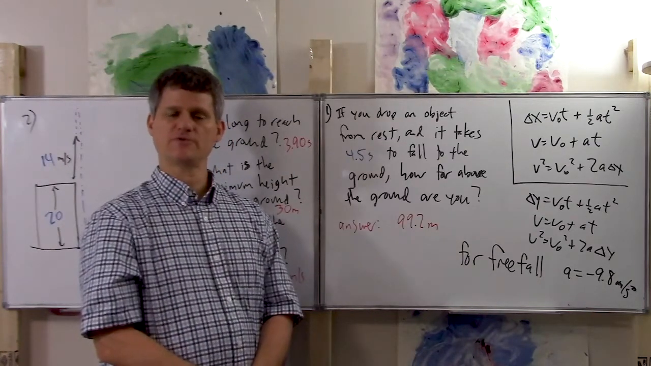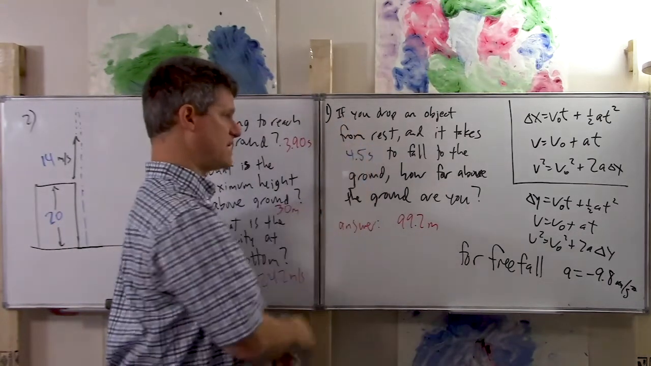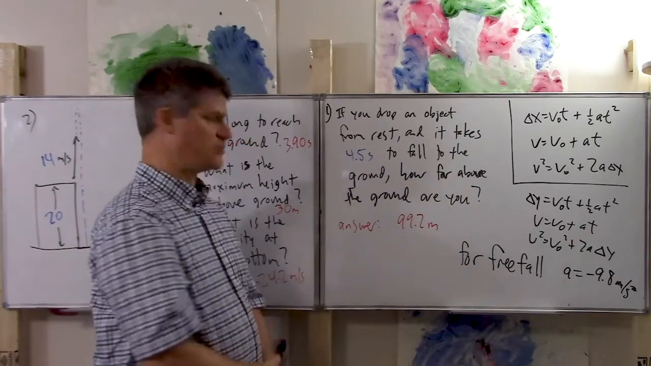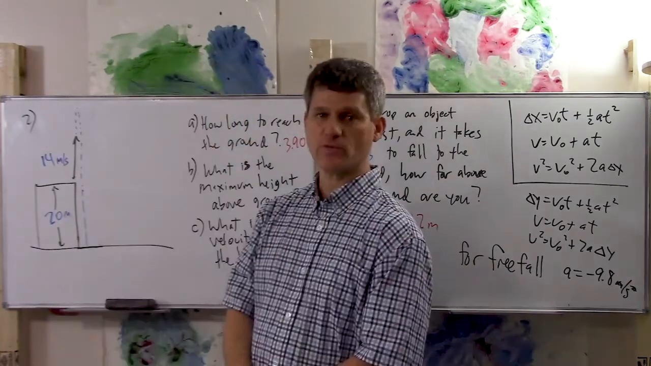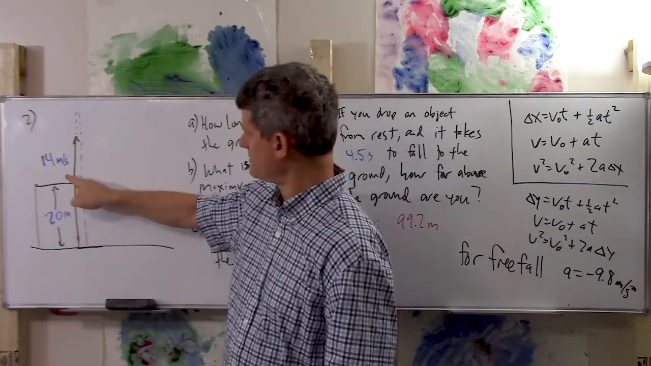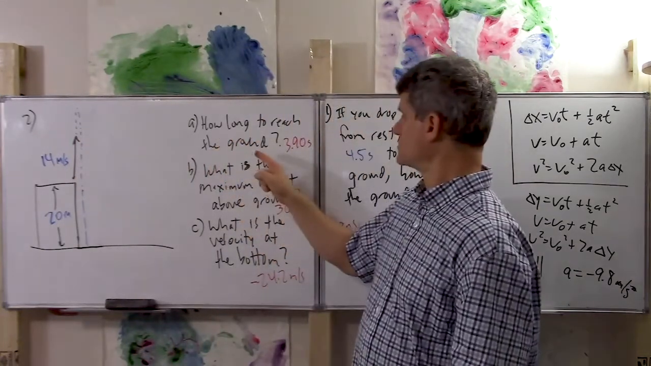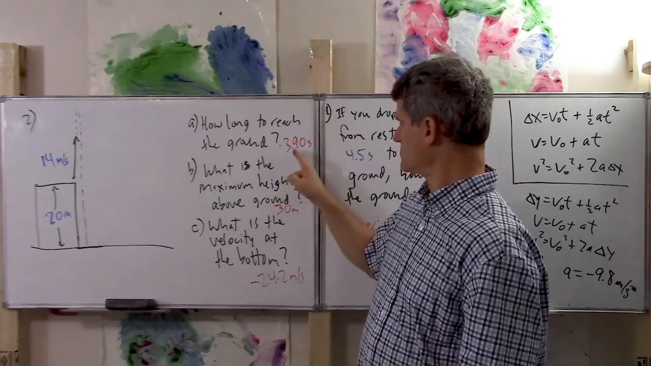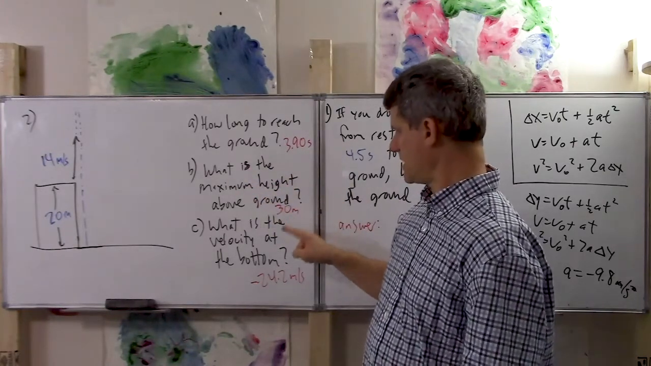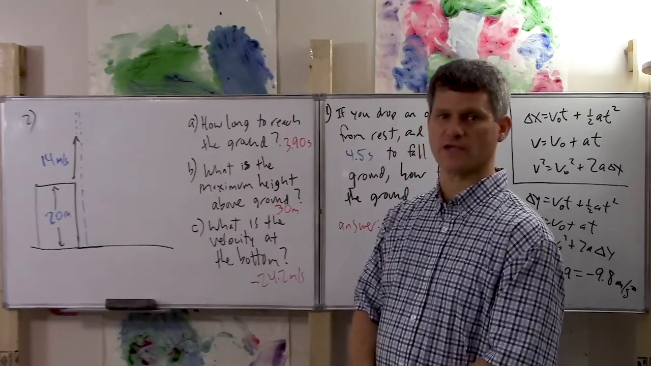So now here are some examples for you to do. The first one is, if you drop an object from rest and it takes 4.5 seconds to fall to the ground, how far above the ground are you? And the answer is 99.2 meters. The second one is, you launch an object from the top of a building, the building is 20 meters high, and the initial velocity is 14 meters per second. So the questions are, how long does it take to reach the ground? And the answer is 3.9 seconds. What is the maximum height above ground? That's 30 meters. And what is the velocity at the bottom, which is negative 24.2 meters per second.